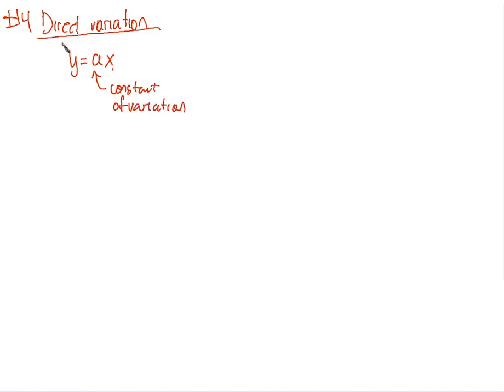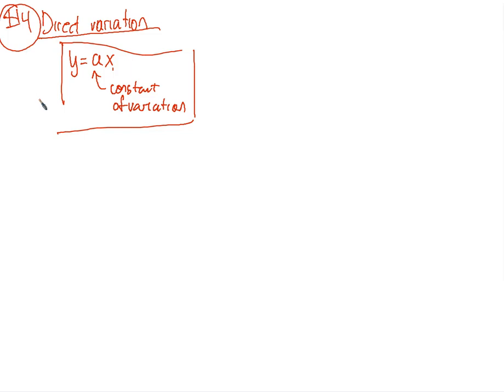Alright, so if this was your answer to what's the definition of direct variation and what is the constant of variation, this is it. It's y equals a times x, that's the equation that is direct variation, and just point an arrow at a and say that's the constant of variation right there. That's a perfect answer, okay? So that's it for that part, okay?